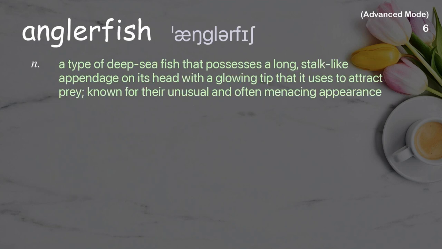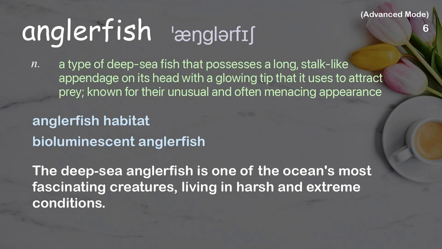Anglerfish. A type of deep-sea fish that possesses a long, stalk-like appendage on its head with a glowing tip that it uses to attract prey, known for their unusual and often menacing appearance. Examples. Anglerfish habitat. Bioluminescent anglerfish. The deep-sea anglerfish is one of the ocean's most fascinating creatures, living in harsh and extreme conditions.